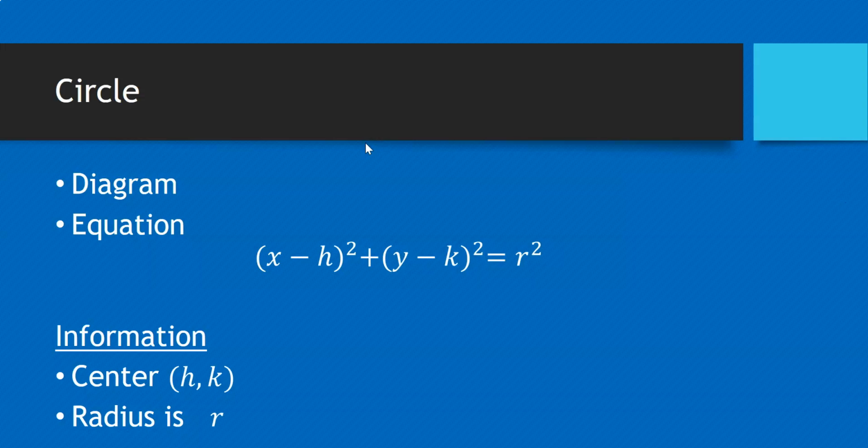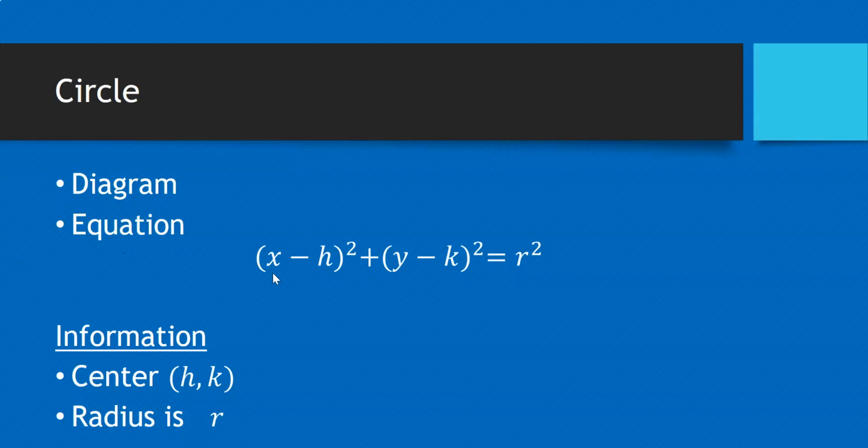So we're going to start out with one of the most basic types of conic sections that we deal with, and that's the circle. Some books start with a parabola. I'll start with the circle. So the circle, we all know what a circle looks like.